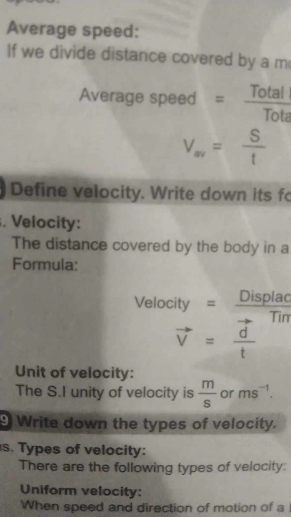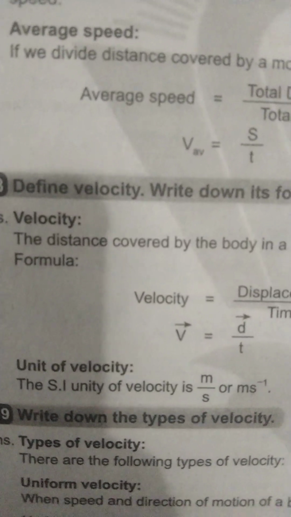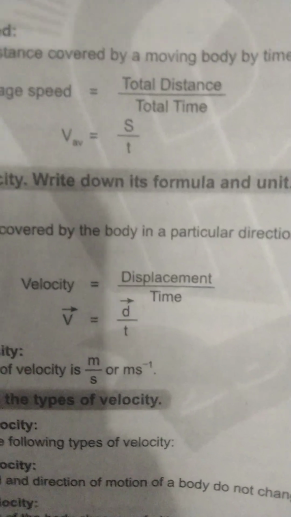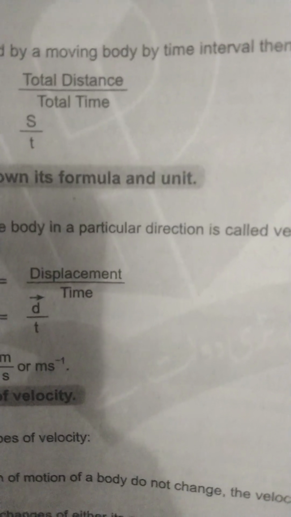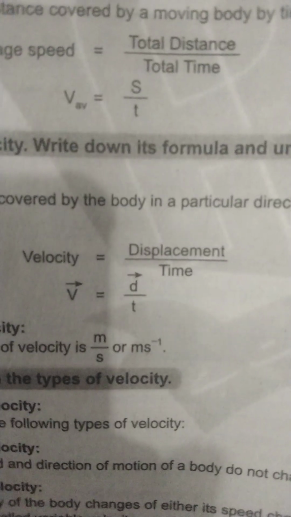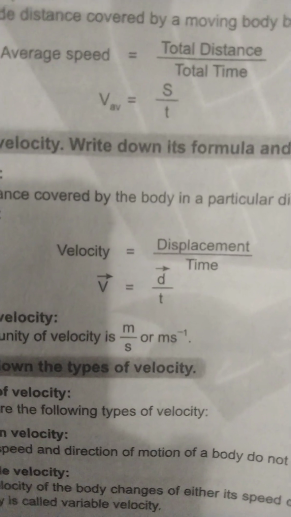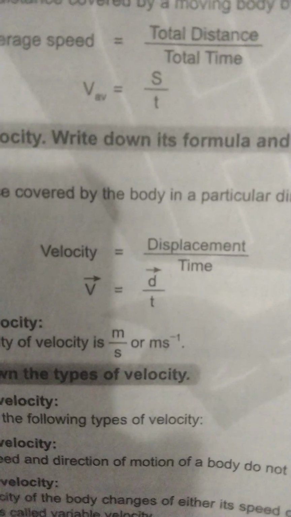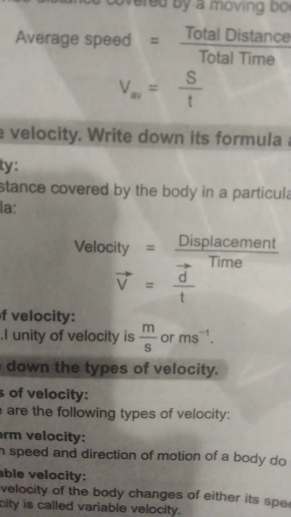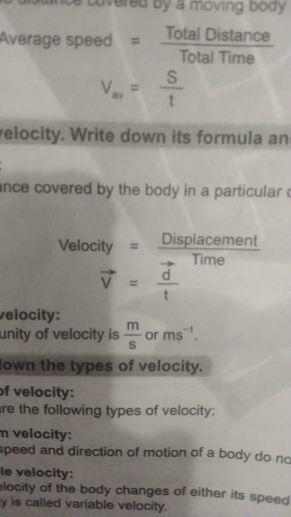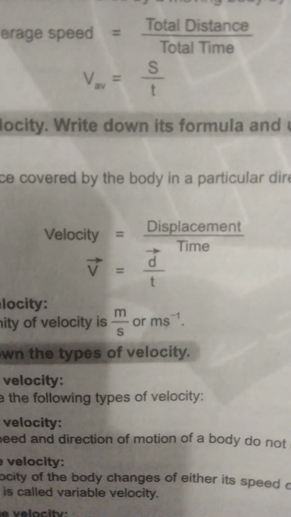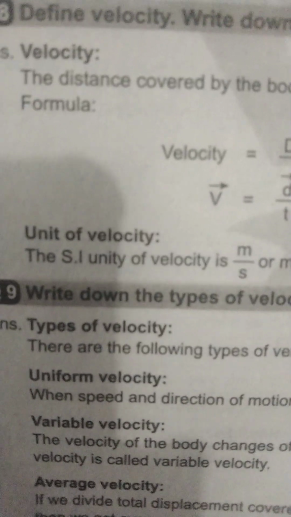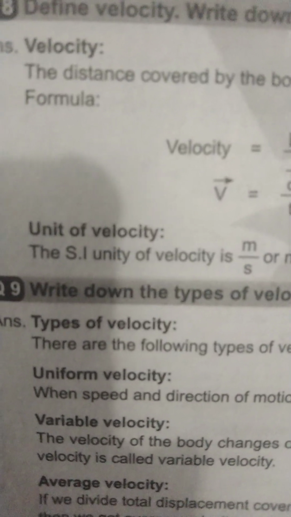Then how to find the average speed? If we divide the total distance covered by a body by the total time interval, then we can easily find the average speed. Total distance upon total time is so common, but it is mostly asked how to find the average speed. The formula is the same, no doubt. There is not any difference in it. Now, the common word that comes next is velocity.